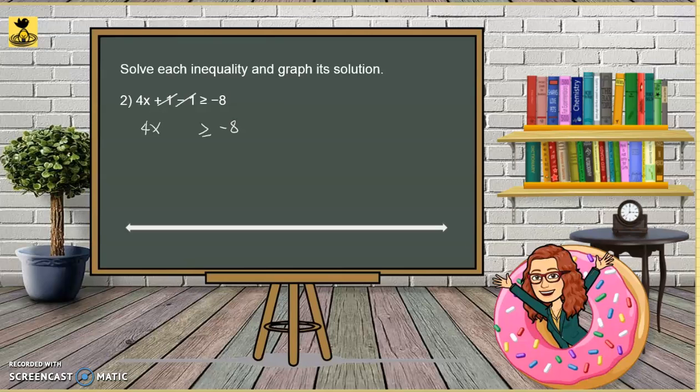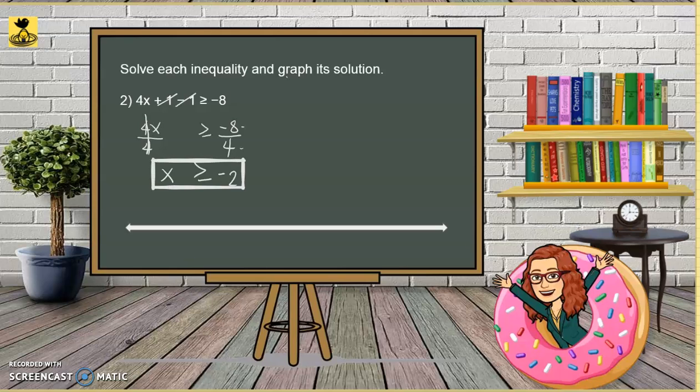We don't need 4, so we divide by 4 on both sides. Then 4 divided by 4 is 1, so 1x is x, greater than or equal to, and negative 8 divided by 4 is negative 2. So this is our solution.